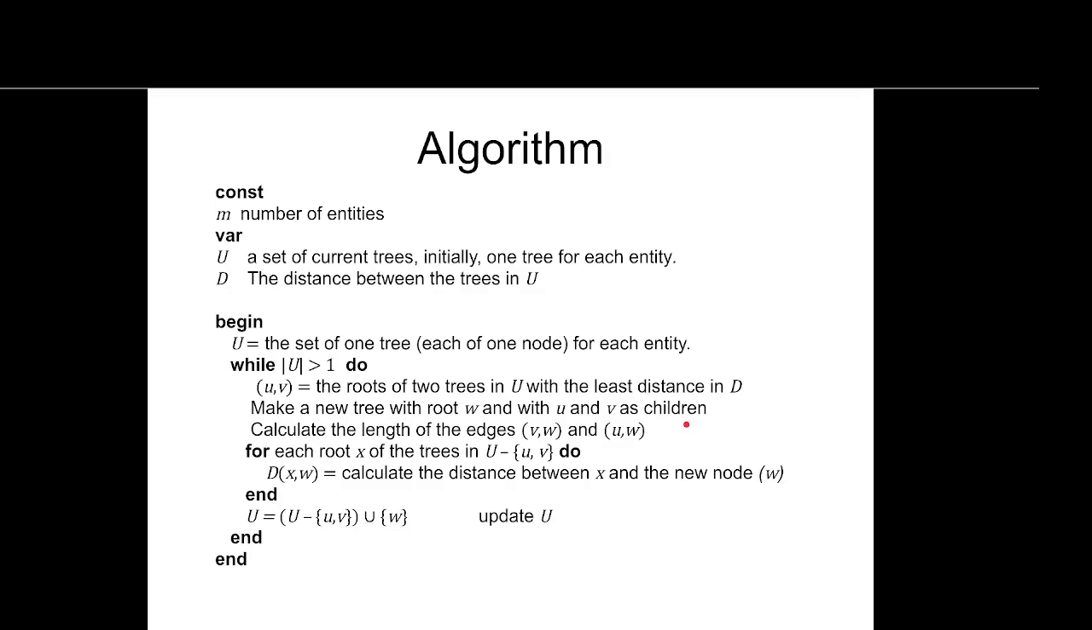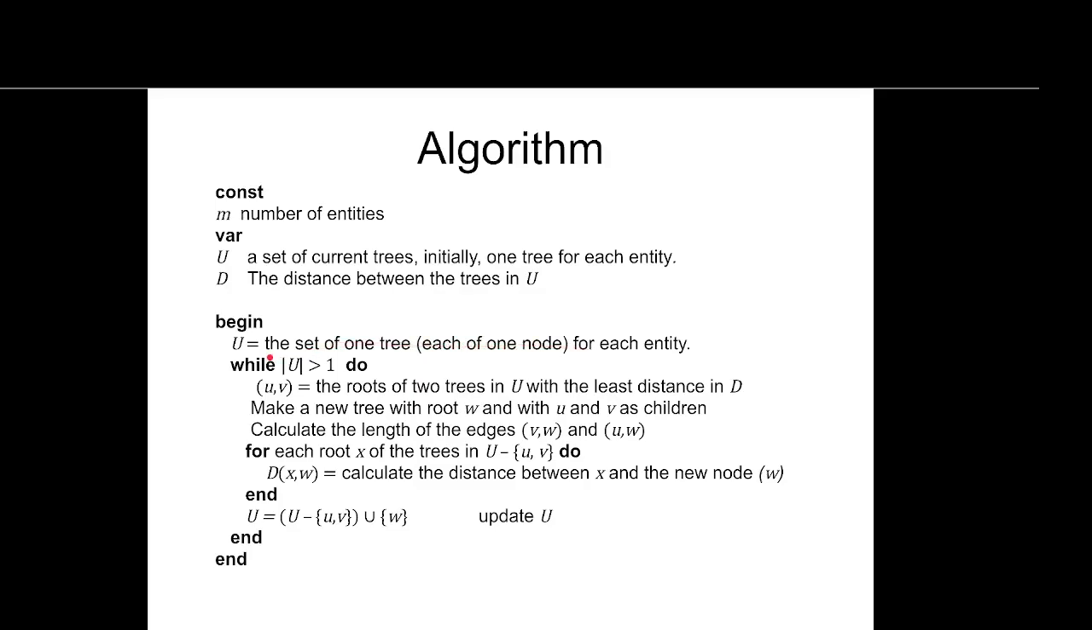So in terms of pseudocode, the algorithm looks like this. We have M entities. We have in the variable U a set of current trees. Initially, it's 1 tree for each entity, and D is the distance between the trees in U. And we start off by initializing U as the set of clusters, each with 1 node in it. So for each entity, we create 1 cluster with 1 node in it.